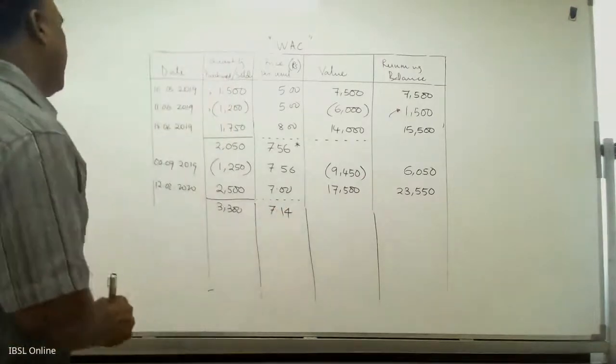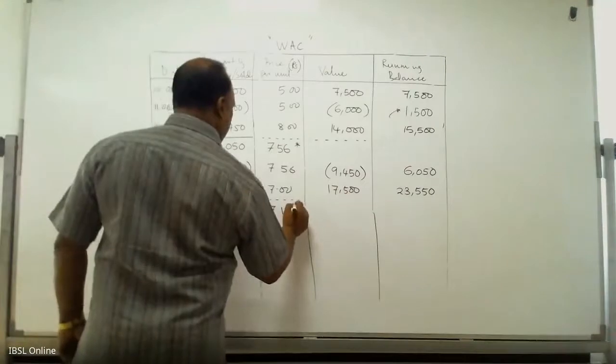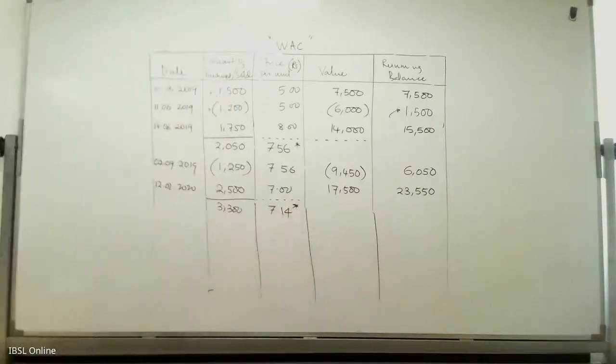7.14. Again, it's the average price. The average price. So now we have to check 7,500. Sorry. What is the number of units that you are going to issue? 1,900 units at the rate of 7.14.